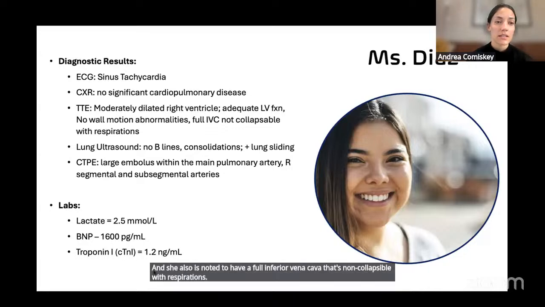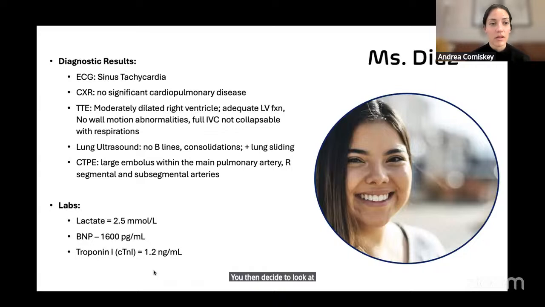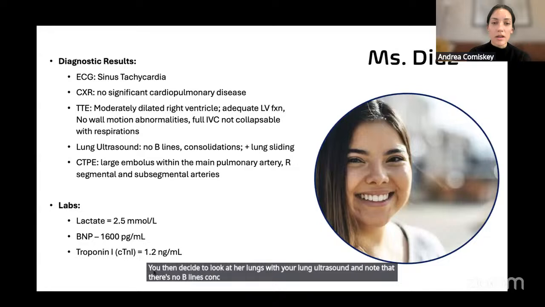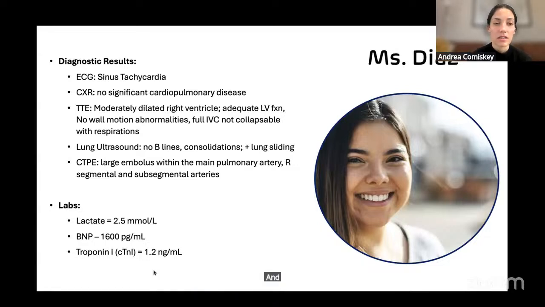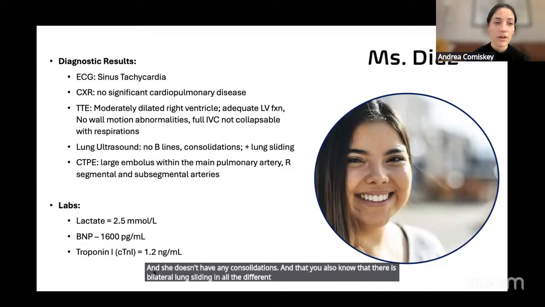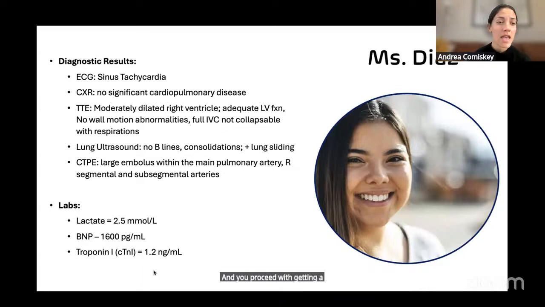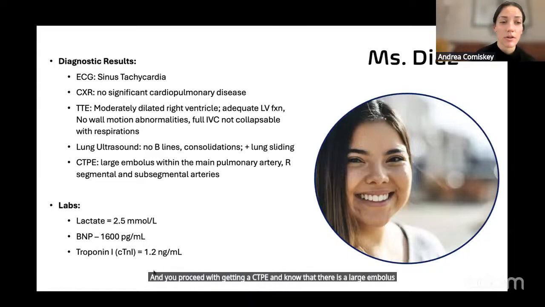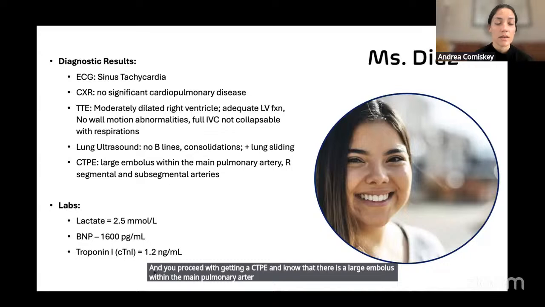You then decide to look at her lungs with your lung ultrasound and note that there are no B lines concerning for parenchymal fluid, such as pulmonary edema, and she doesn't have any consolidations. You also note that there is bilateral lung sliding in all the different fields that you've checked. And you proceed with getting a CTPE and note that there is a large embolus within the main pulmonary artery with right segmental and subsegmental artery PE as well.